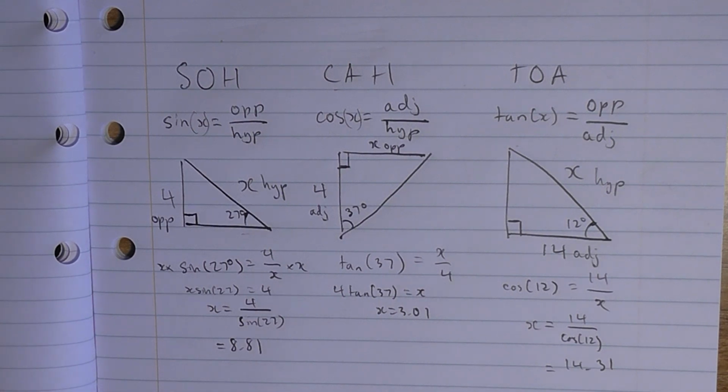So there you go. That's how to do basic trigonometric operations with a right angled triangle.